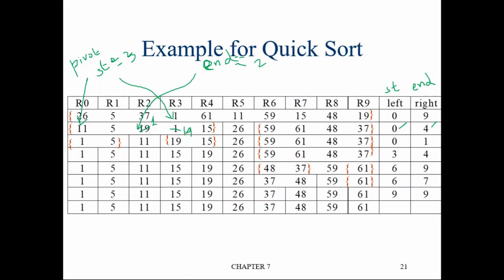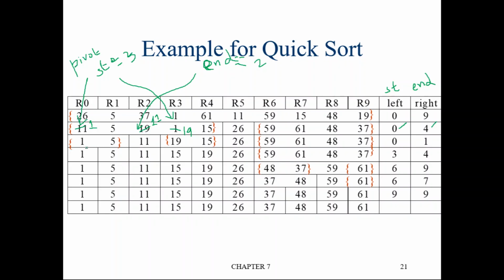The element at end location should be swapped with the pivot element. So what is the element at end location? End is 2. The element at end location is 1. This should be swapped with the pivot element. Pivot element is 11. So 11 will come here, and previously here we had 1, so this 1 will come here. Okay. So this is the end of the second iteration.